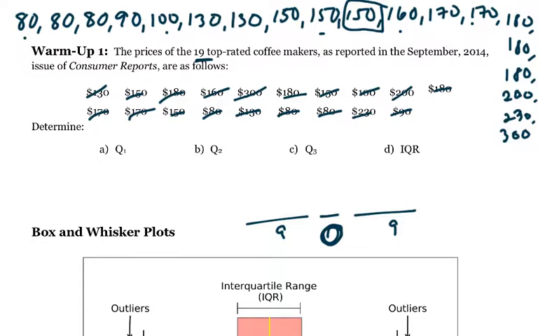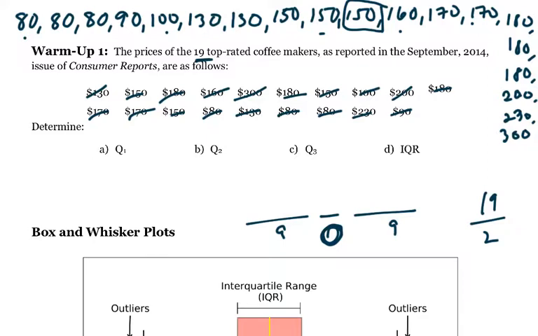Now you could do the crossing off on each side to figure that out. But since this is a long list, I prefer not to do that. I like to do 19 divided by 2, and then we have to round up to find that middle value.